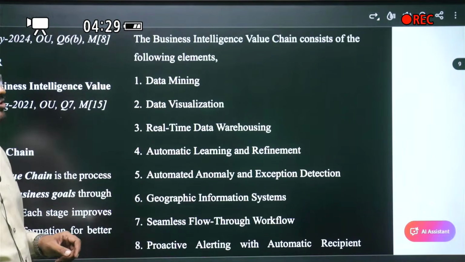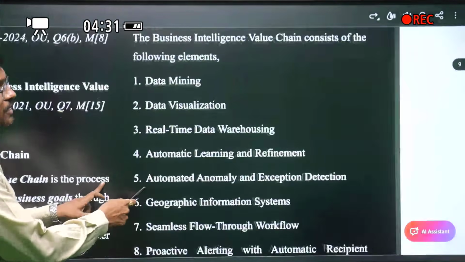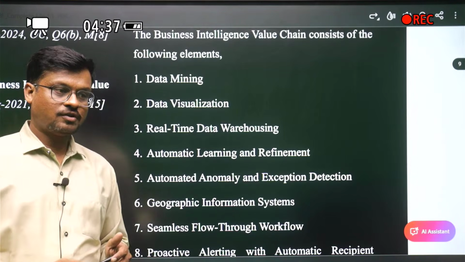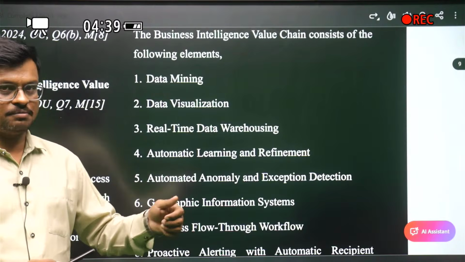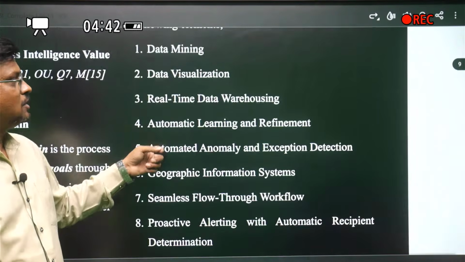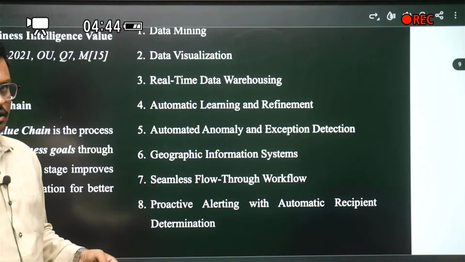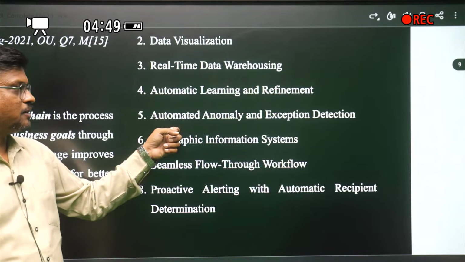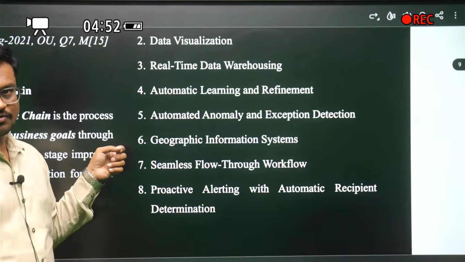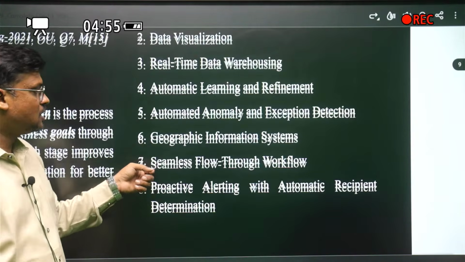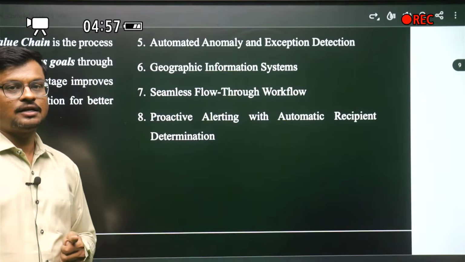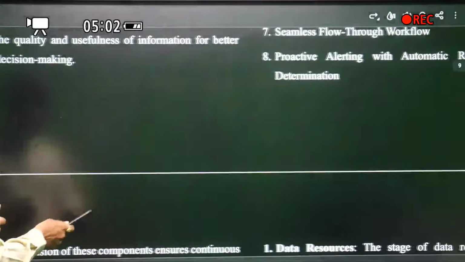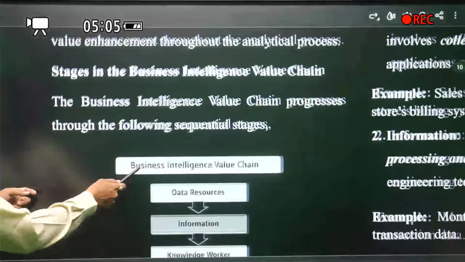These are the simple 8 elements of the business intelligence value chain. First one is data mining, which is used for finding the trends and patterns of your data for better decisions. Data visualization, presenting the data in the most interactive way. Real-time data warehousing, automatic learning and refinement, automated anomaly detection, geographic information systems, we simply call it GIS, seamless flow through workflow, proactive alerting with automatic recipient determination. These are the simple elements which are included in your value chain.